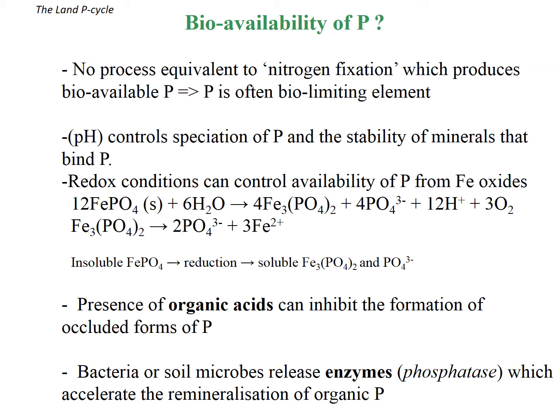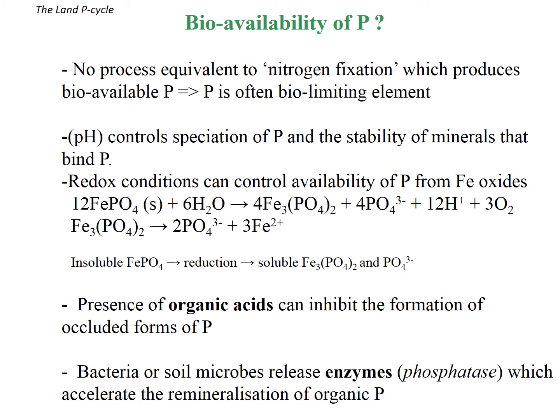Okay, so we've got this problem with the phosphorus cycle: we really need phosphorus. It's a key biolimiting element, okay? But we can't make it, okay?